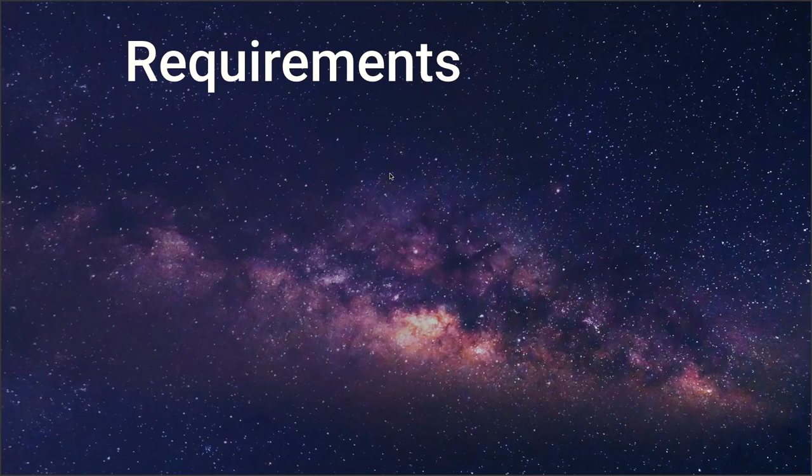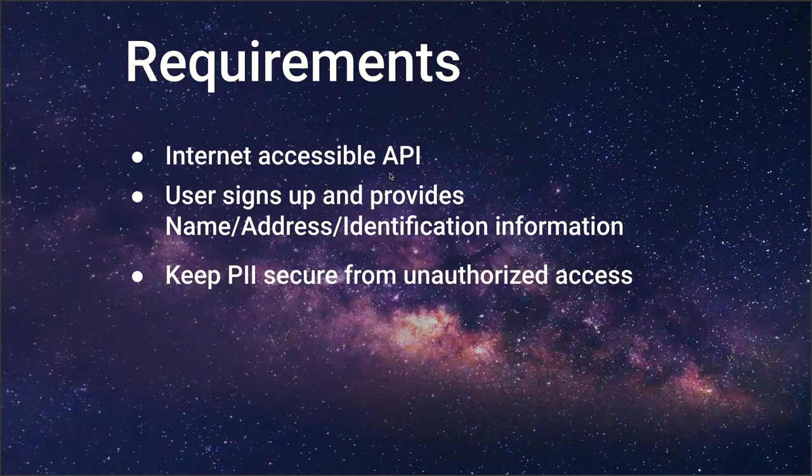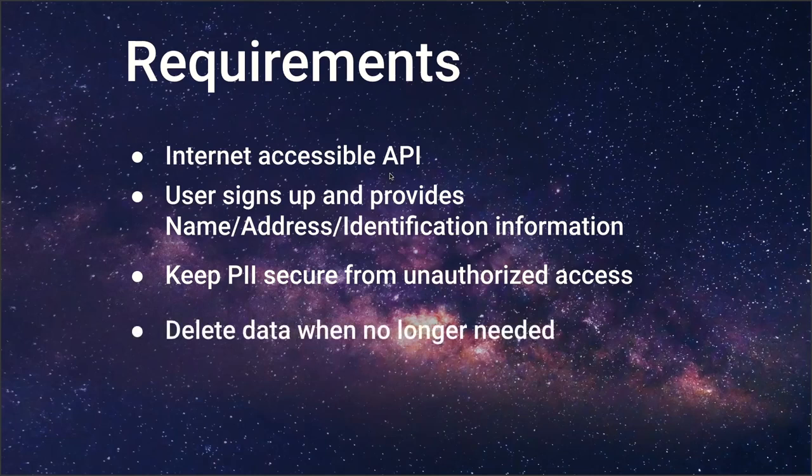So, from a requirements perspective, we're going to build an internet accessible API, pretty common requirement. The user's going to sign up and provide some basic information, name, address, phone number. It's pretty common these days. Keep the PII secure from unauthorised access, you probably want to do that. And deleting the data we no longer require.